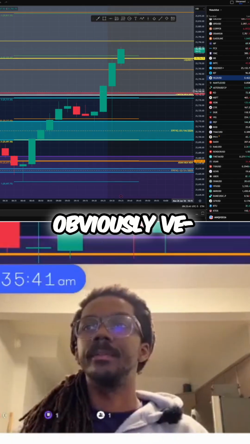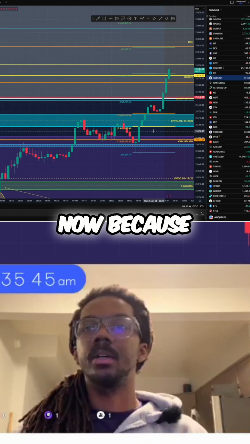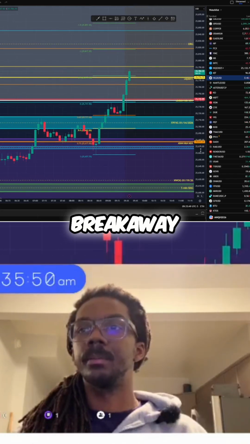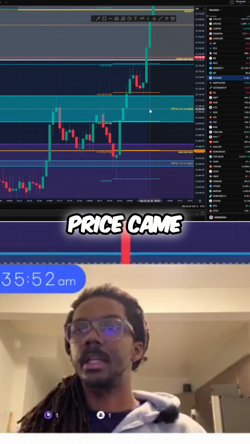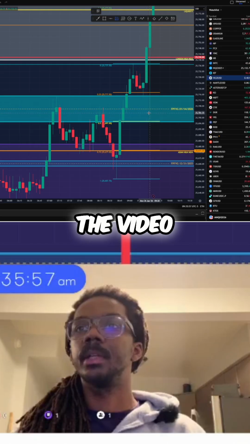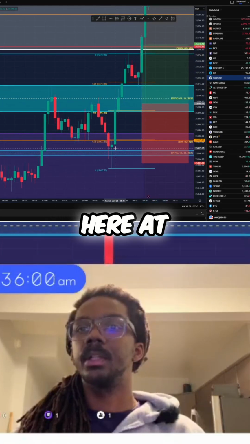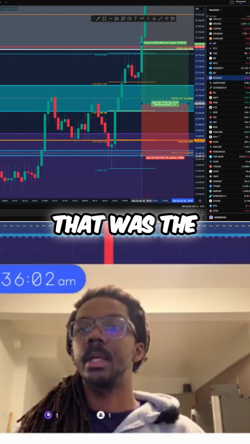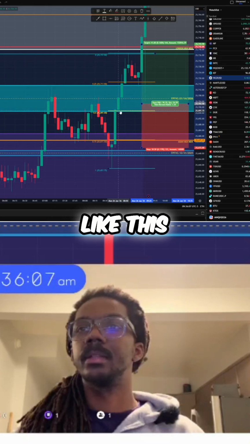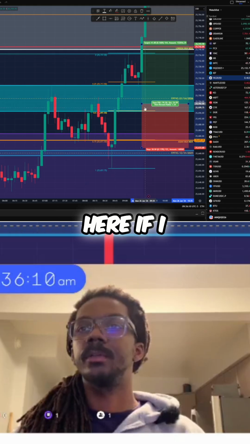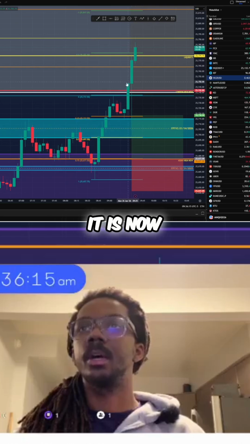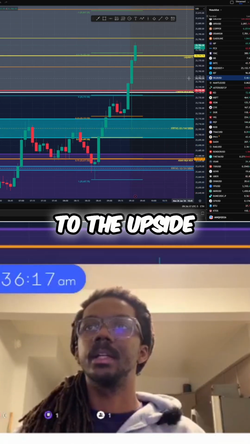So the price is obviously very bullish right now because we swept that liquidity on the 5 minute. This is a breakaway gap, and it's a breakaway gap because notice how price came right above it and kept going. That's why if you go back and rewind the video, y'all will see I had my stop loss right down here at the bottom of this candle. That was the first idea I had, and I was hoping that it was going to come low like this, because I don't want it to come down here if I want this to be a buy. I want this gap to stay open so that price can be exactly how it is now. It's moving really fast to the upside.